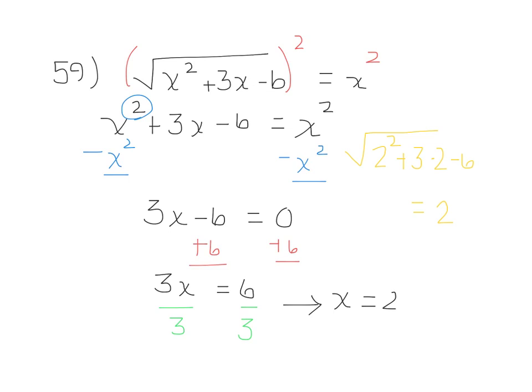Well, if I simplify what's under the radical, 2 squared is 4, 3 times 2 is 6, 4 plus 6 is 10, and 10 minus 6 is 4. We have square root of 4 is equal to 2. And that is absolutely true. So 2 works, and therefore 2 is our solution.